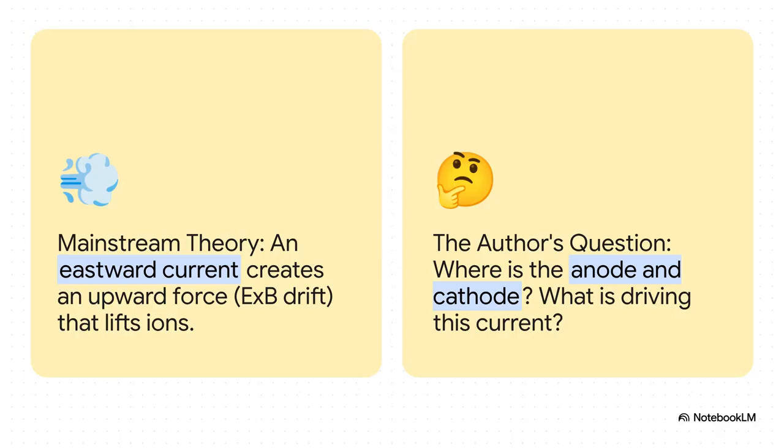And this slide really nails down that central issue. The standard theory hinges on something called E×B drift. The math works out. An eastward current crosses the magnetic field, and poof, you get an upward force that lifts the plasma. But the author asks a dead simple question that cuts right through the math. Where's the power source? What is driving this current?